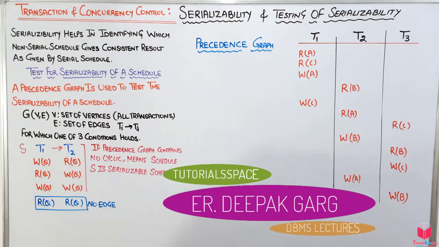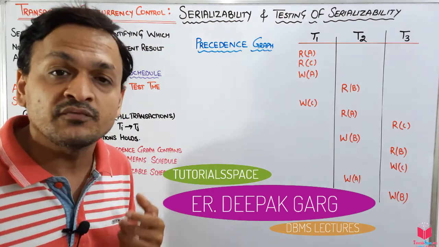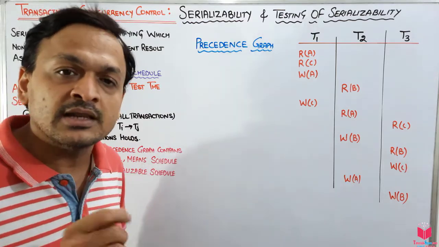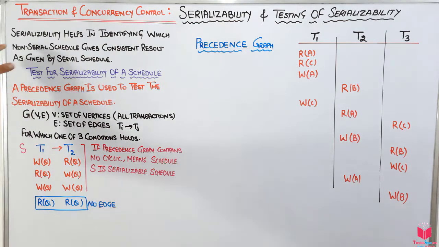So in the previous video we have already seen what the schedules are and the different types of schedule, which covers the serial schedules, then non-serial schedules, and in the last the serializable schedule. So let's see what is serializability of a schedule.